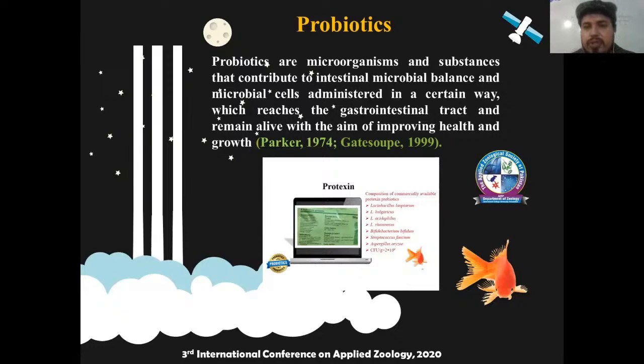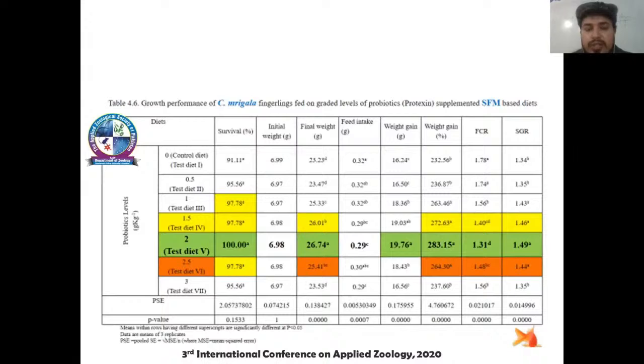Probiotics are microorganisms and substances that contribute to microbial balance, and the microbes are administered in such a way that they remain alive in the gastrointestinal tract, with the aim of improving health and growth. These are the growth performances of Cirrhinus mrigala on graded levels of probiotic. The sunflower meal-based diets and the probiotic, which is commercially available in the form of Protexin, are used at different graded levels: 0.5, 1, 1.5, 2, 2.5, and 3 in various diets.